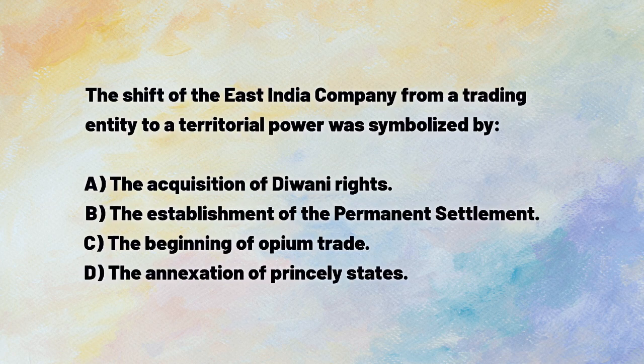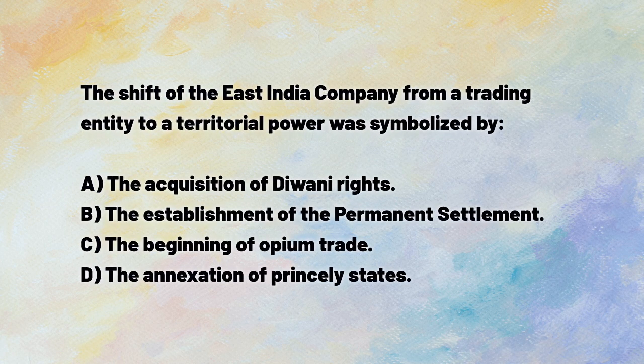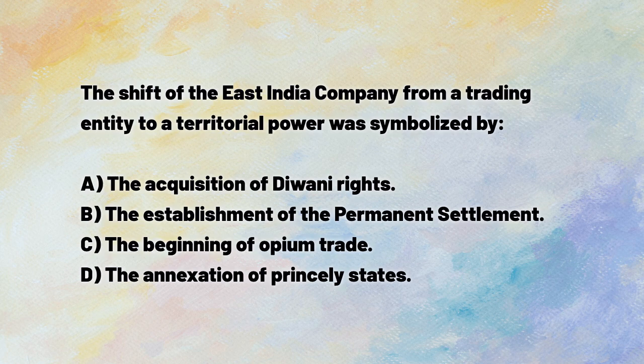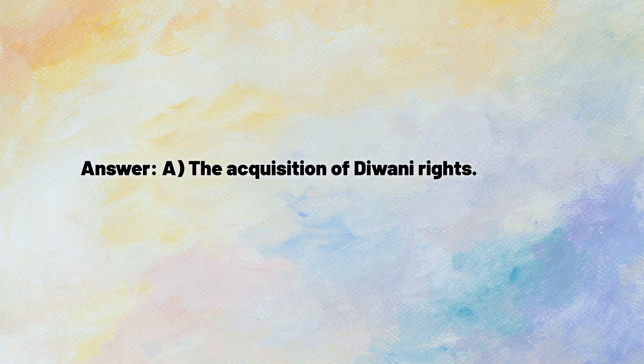The shift of the East India Company from a trading entity to a territorial power was symbolized by a. the acquisition of Diwani rights, b. the establishment of the permanent settlement, c. the beginning of opium trade, d. the annexation of princely states. Answer: a. the acquisition of Diwani rights.